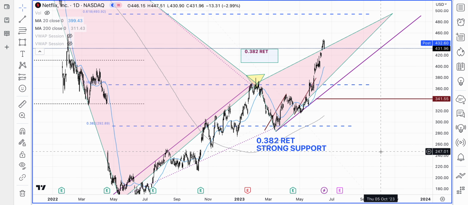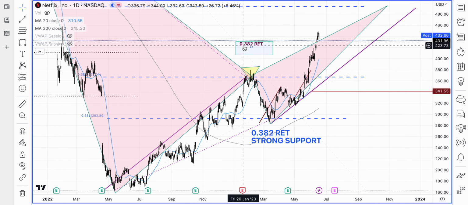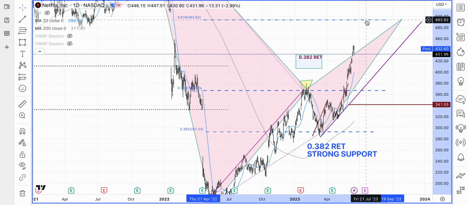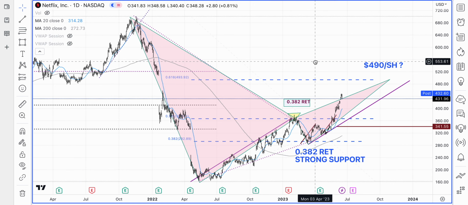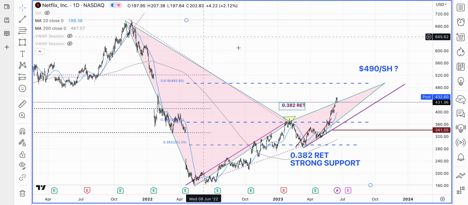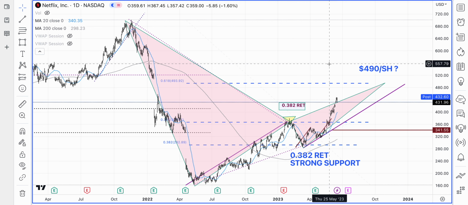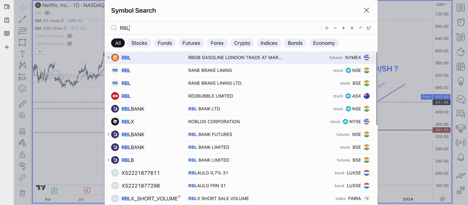But this is the pattern formation that we are watching, and we have the one-to-one price projection of ABCD, and also we have this 61.8% Fibonacci retracement coming all the way from the highs of around the 16th of November 2021. So this is what we are looking at, somewhere around $490 per share to about $500 per share. Let's take a look at Roblox.